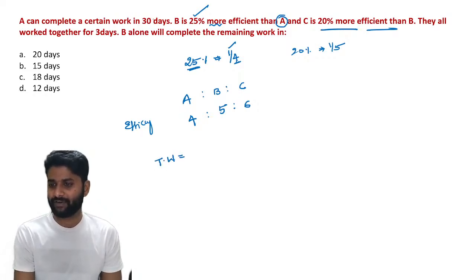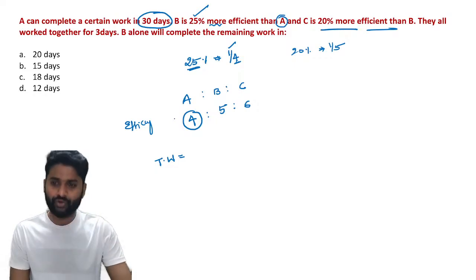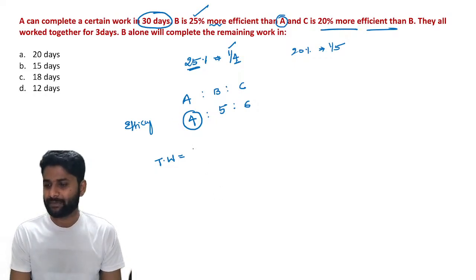And we have first information. A can complete a certain work in 30 days. You know that A's efficiency is 4 units, A's per day work is 4 units. A takes 30 days. It means the total work is exactly equal to 120 units.